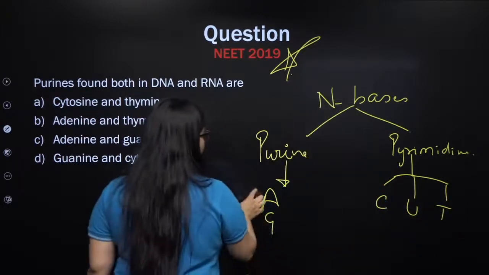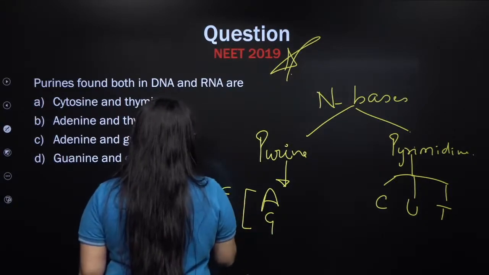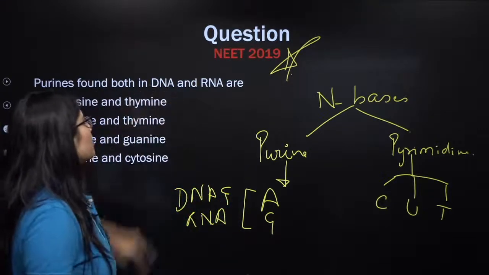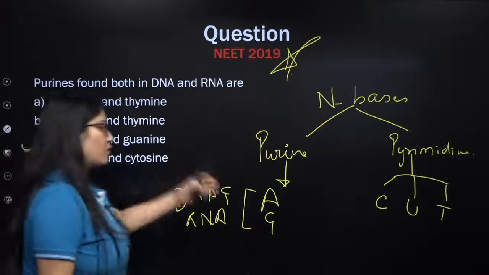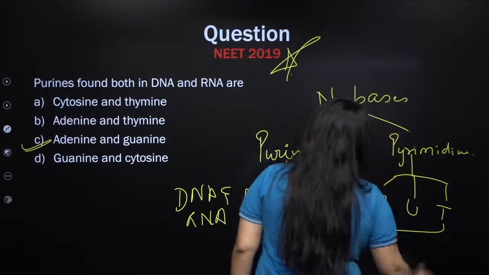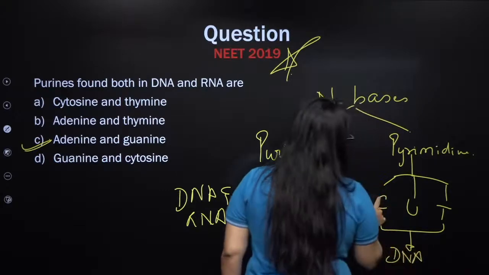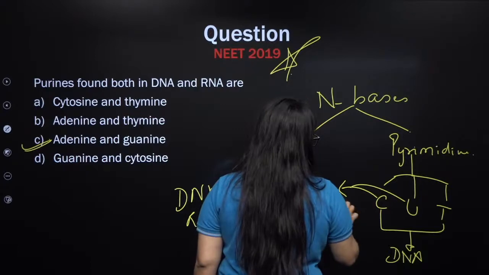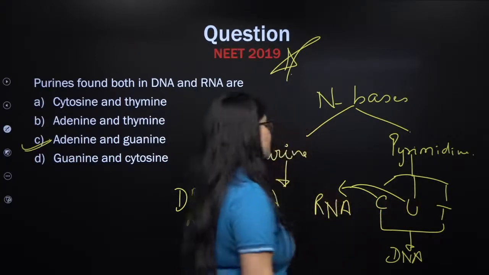Both adenine and guanine are present in DNA as well as RNA. So according to this you get your answer: purines found in both DNA and RNA are adenine and guanine. But let me talk about this also, my dear students. C and T, cytosine and thymine, are present in DNA, right? And C and U, cytosine and uracil, are present in RNA. So that means thymine is exclusive for DNA and uracil is exclusive for RNA.